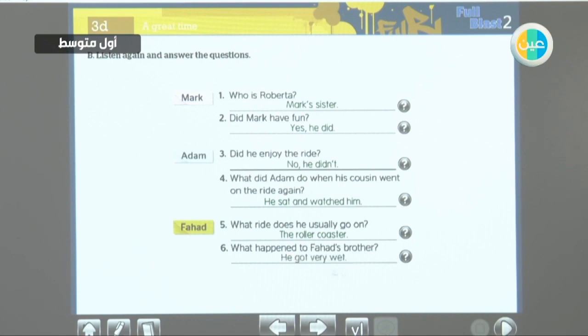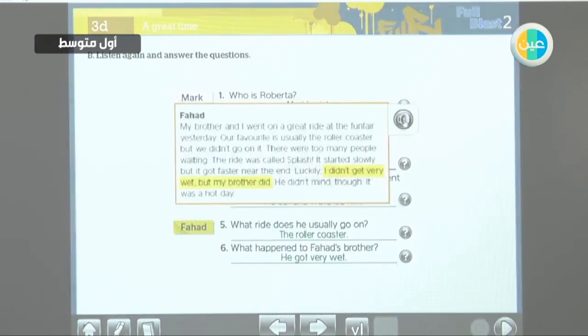He got very wet. I didn't get very wet, but my brother did.